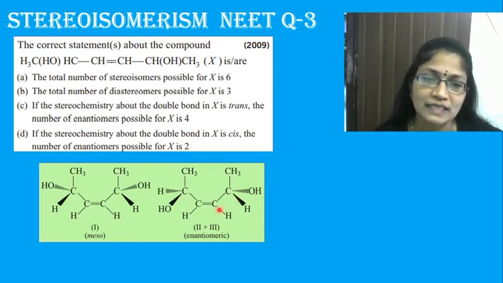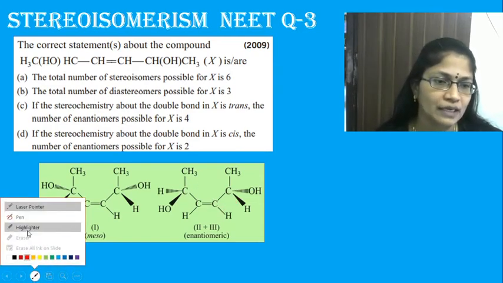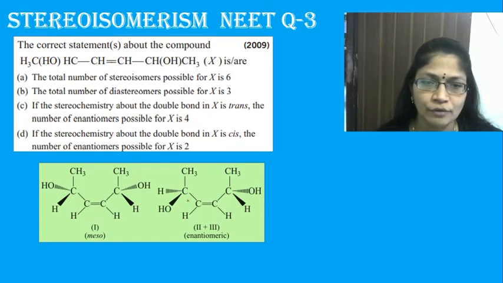How are we saying it is cis? I'll tell you here. If you name it as A and B, this is the higher value, having a higher atomic number, so this is A and this is B. In the same way, if you take these two, this is A and this is B. See here, the A and B are on the same side. So this is a cis compound.